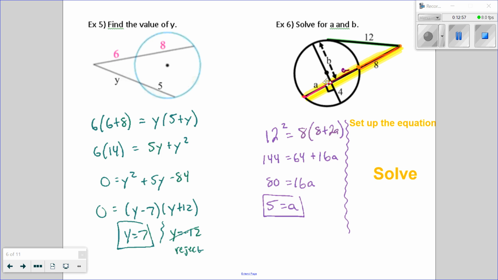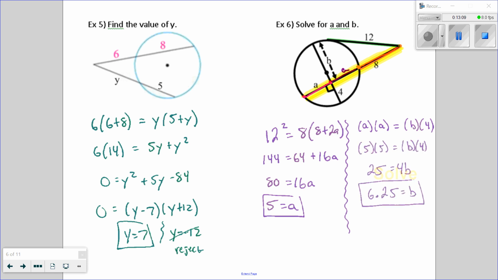Now that we know A is 5, we can do 4 times B equals A times A, and then solve for B. So it's 4B equals A squared. A is 5, so 4B equals 25. 25 divided by 4, 6.25.